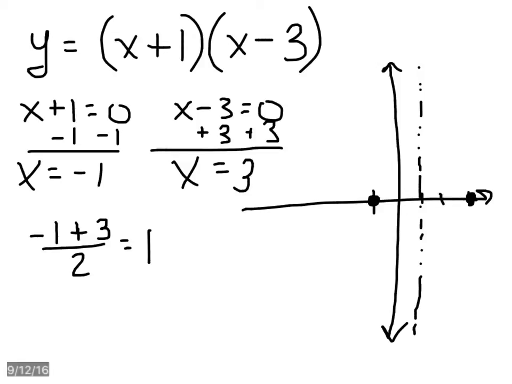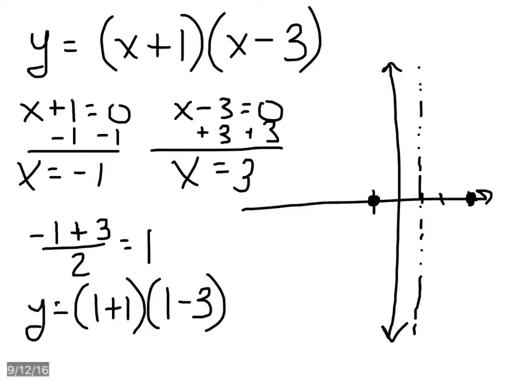Now in order to figure out what the vertex is actually at, what number do I put in? 1. 1 plus 1 times 1 minus 3. What's 1 plus 1? 2. What's 1 minus 3? Negative 2. And what is 2 times negative 2? Negative 4. 1, 2, 3, 4. Make dot. What do I do with the 3 dots?